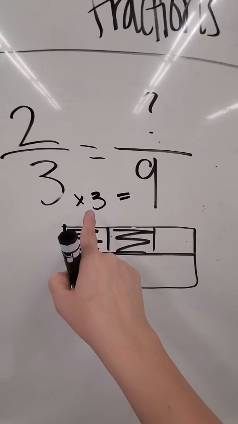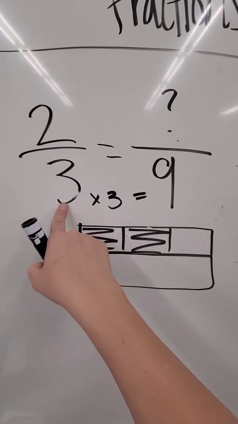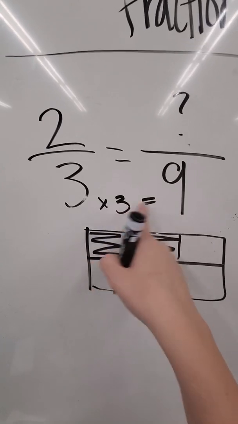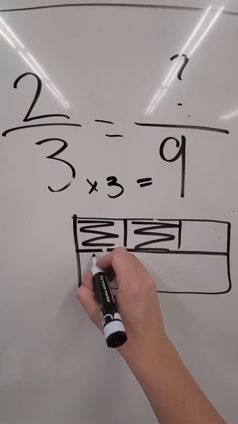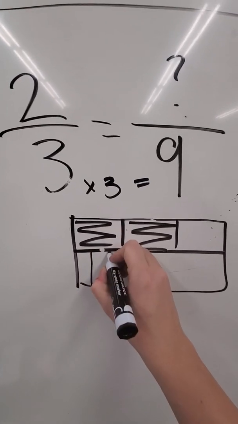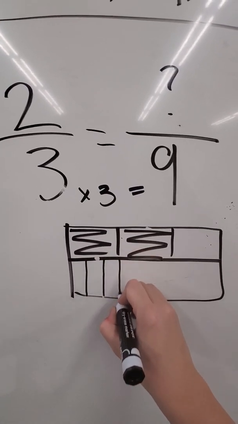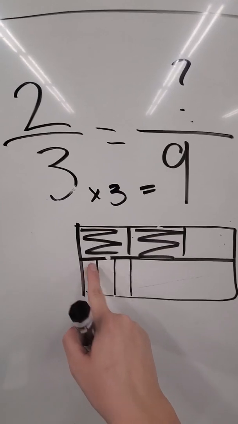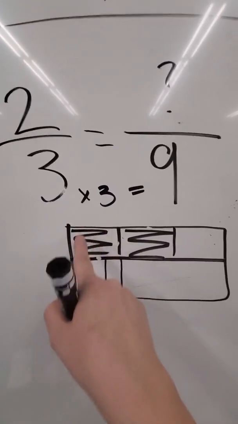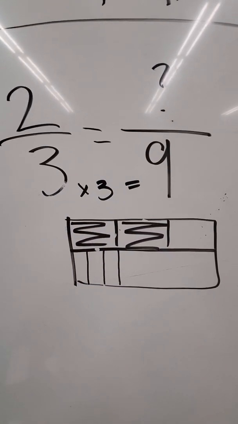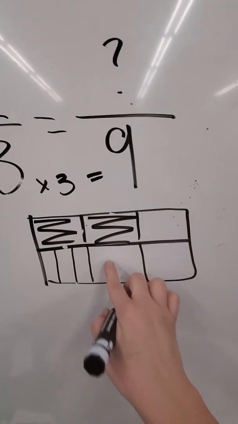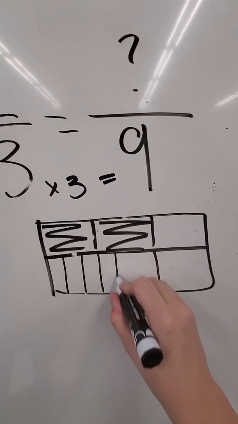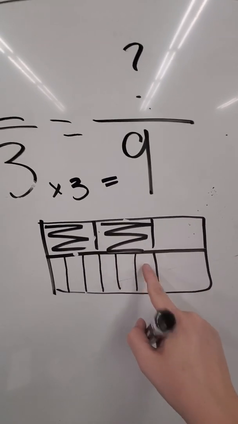So I know if I split this 3 into 3 more pieces, then I'll get my 9. So I've got this 1/3 right here. I'm going to split it into 3 pieces. So now you can see I've got 1, 2, 3 pieces inside of that one piece. I'm going to do the same thing here. I'm going to cut this one into 3 pieces. So I'm going to go like that, and I've got 1, 2, 3.